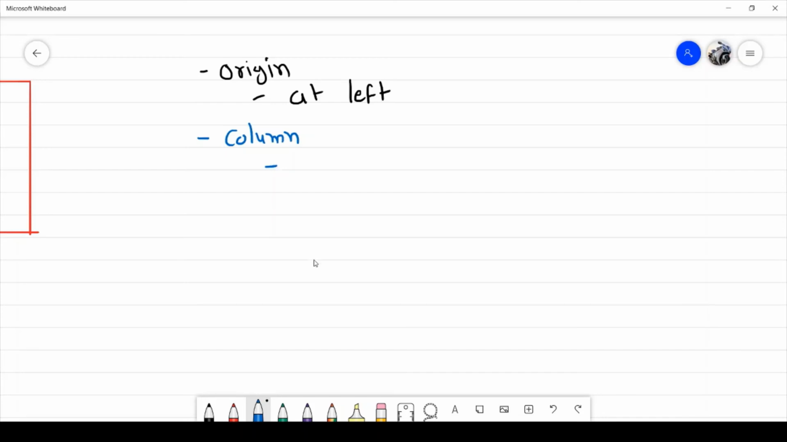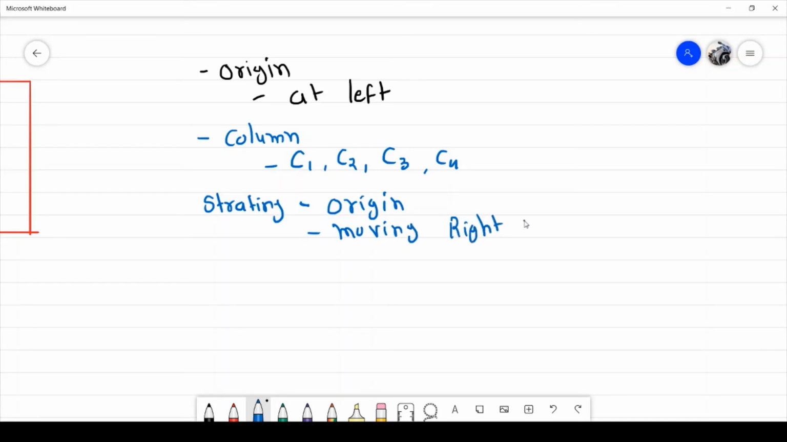Column is marked as C1, C2, C3, C4. Simple naming, starting from the origin which we assume. We assume the origin at the top from the left side. Starting from the origin, move rightward, and after one row is completed, go downward and start the second row from the left.